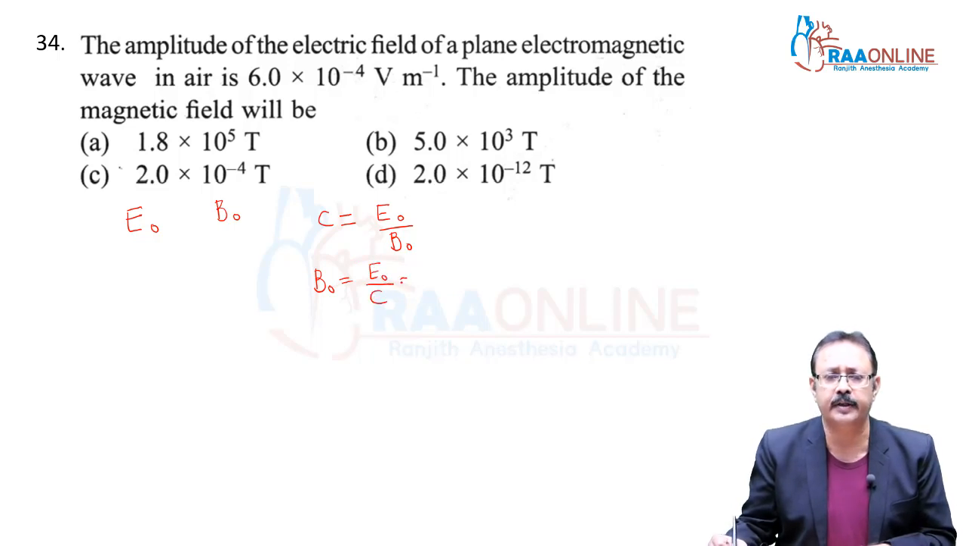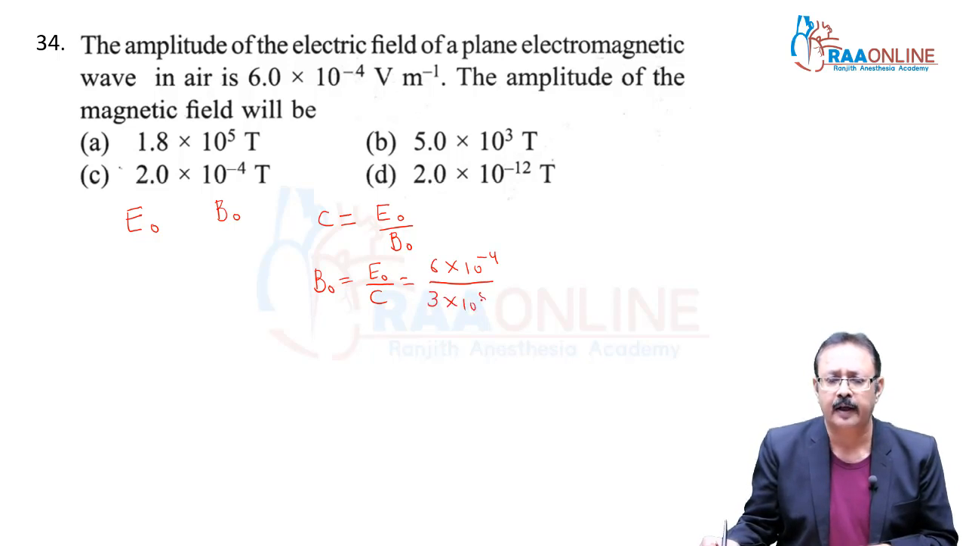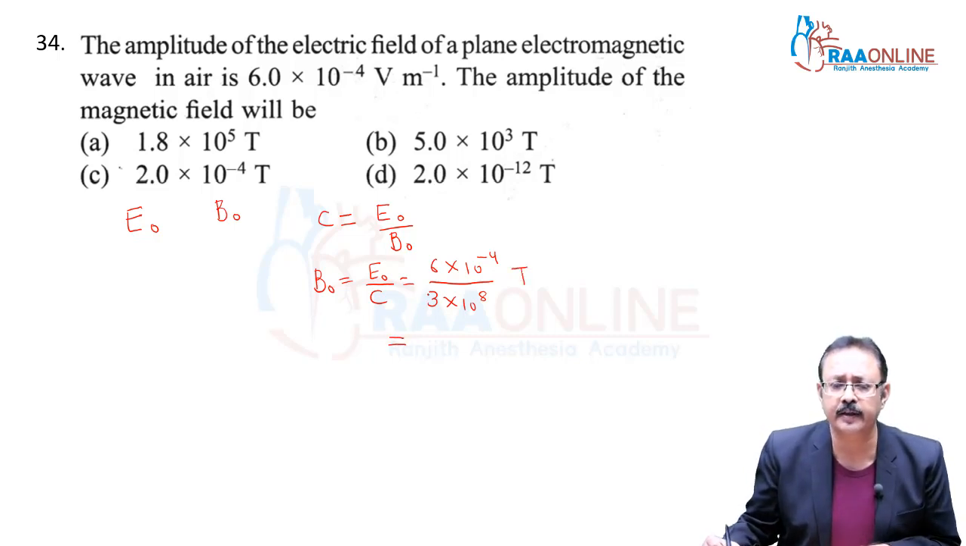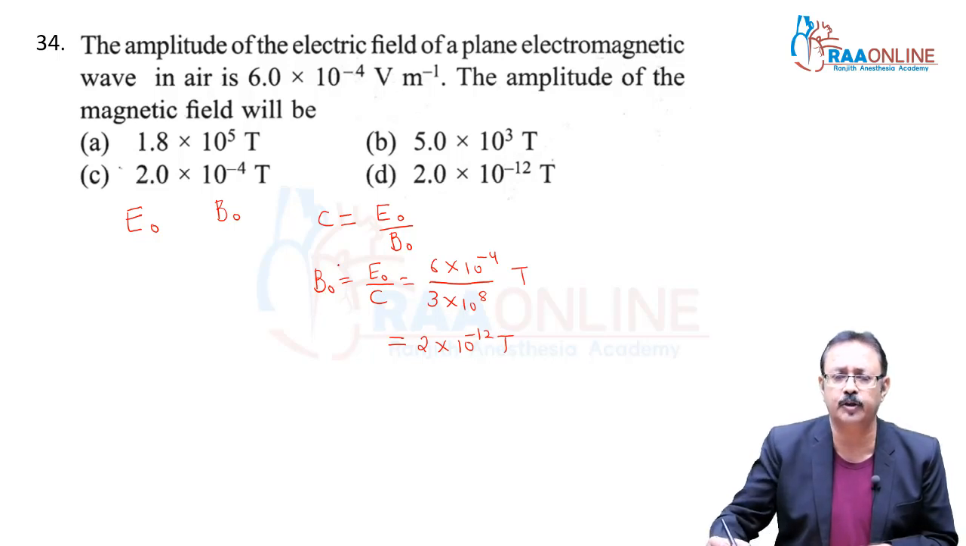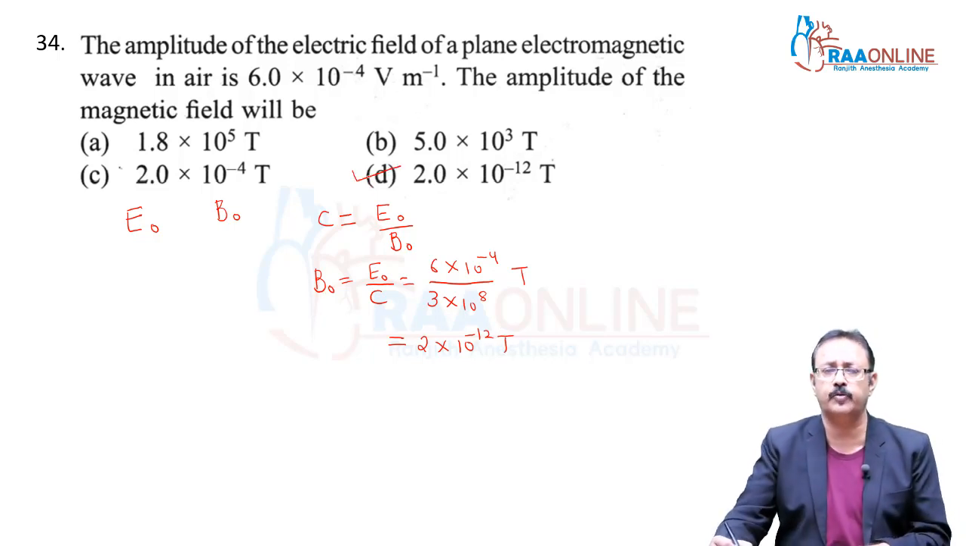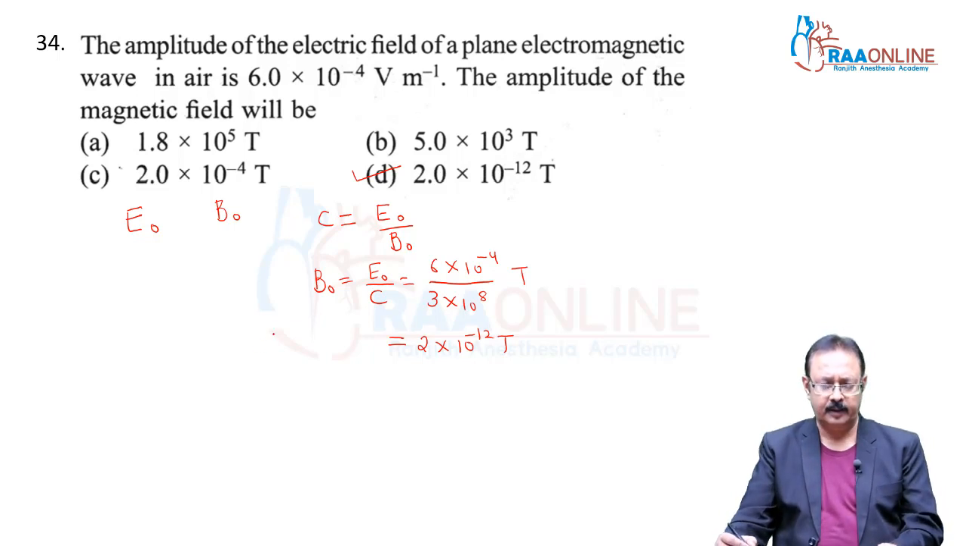In SI unit, E naught is given as 6 into 10 to the power minus 4. In SI unit, speed of light is 3 into 10 to the power 8, and the SI unit of magnetic field is Tesla. So we will get the answer in Tesla. So what are we getting? 6 by 3 means 2 into 10 to the power minus 12 Tesla. So the amplitude of the magnetic field should be 2 into 10 to the power minus 12 Tesla.